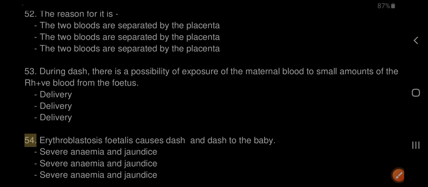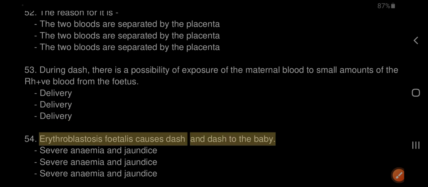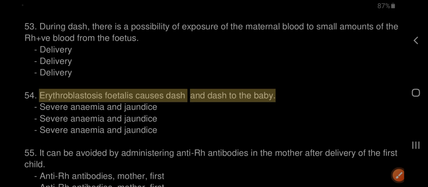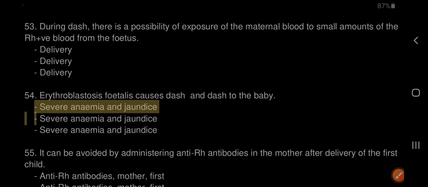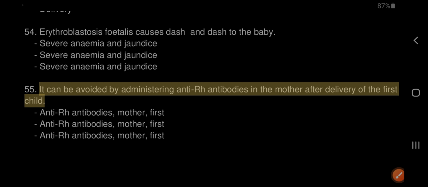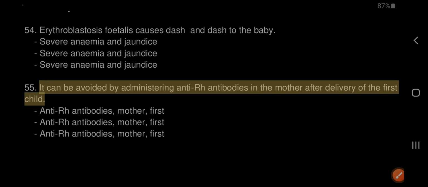54. Erythroblastosis fetalis causes severe anemia and jaundice to the baby. 55. It can be avoided by administering anti-Rh antibodies in the mother after delivery of the first child.